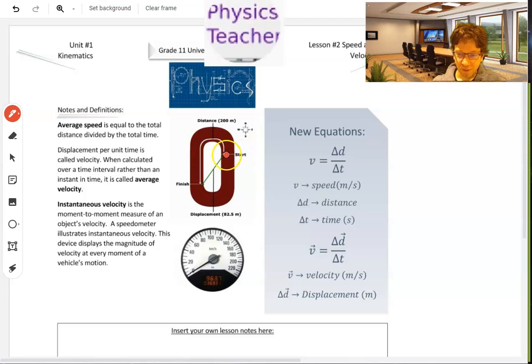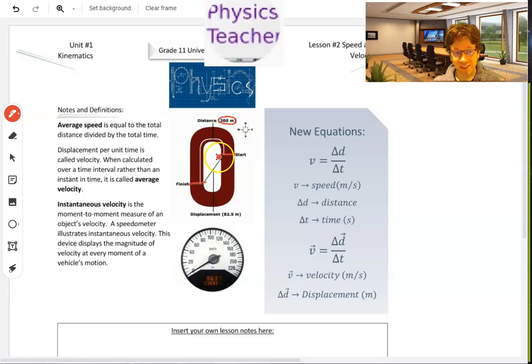Let's say we have this example. We have a circular track, and we're going to have a runner start here, go around the circular track, and finish there. Let's say we want to figure out how far they went. Well, remember, we can look at either distance or displacement. Distance is a scalar quantity, so it doesn't care about direction. So if we run from here around to here, the distance we traveled in this example is 200 meters.